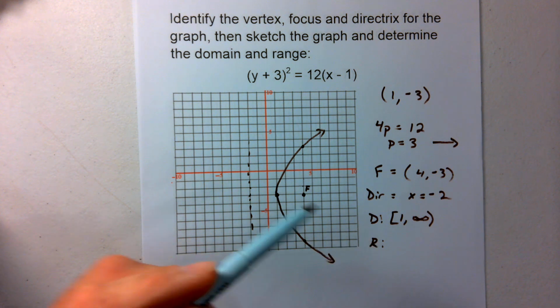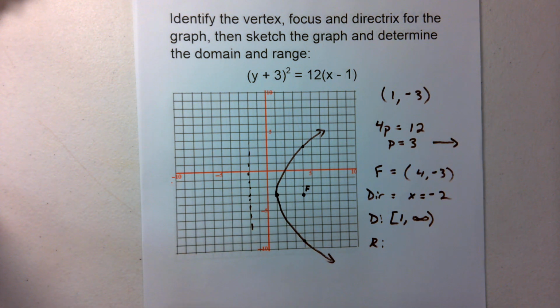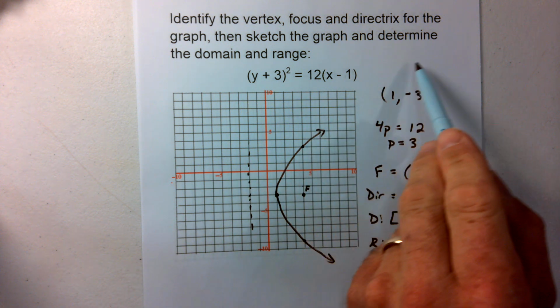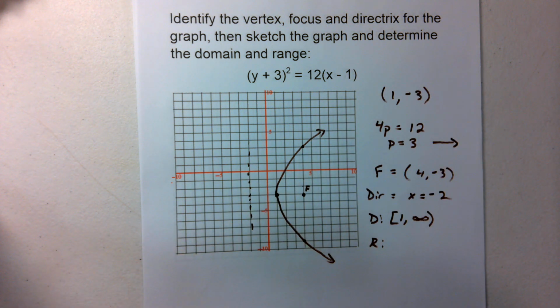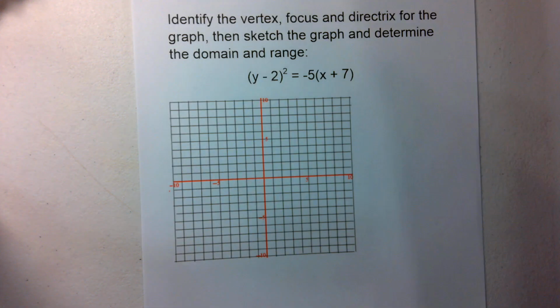My range, however, this is going to continue down forever. This is going to continue up forever. So I'm going to have negative infinity all the way to positive infinity. If I wanted to draw this, all of this graph, it would take all of the y values in order to graph it. And that would be the graph of that equation.